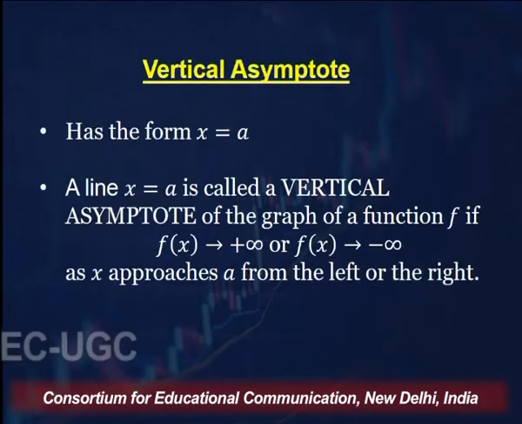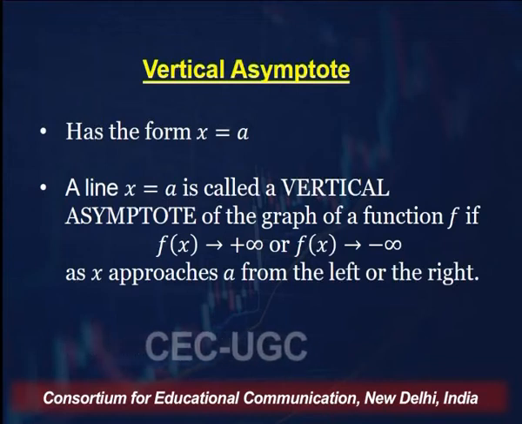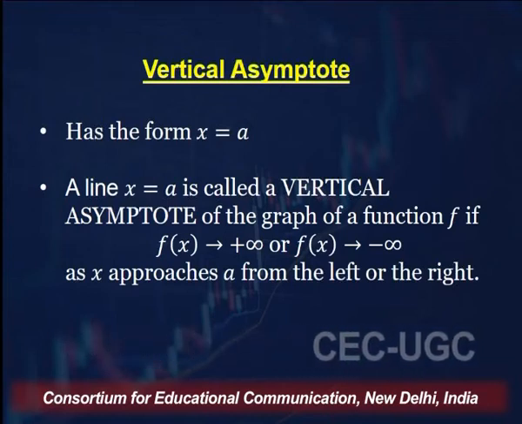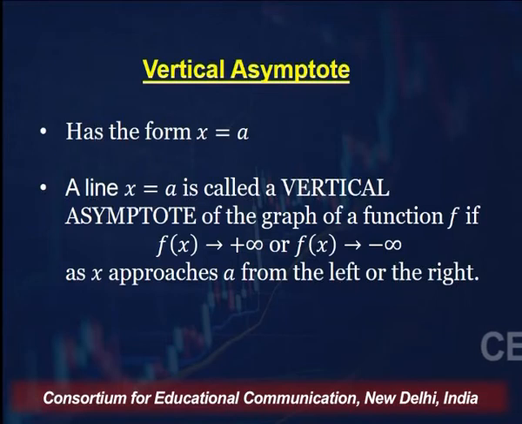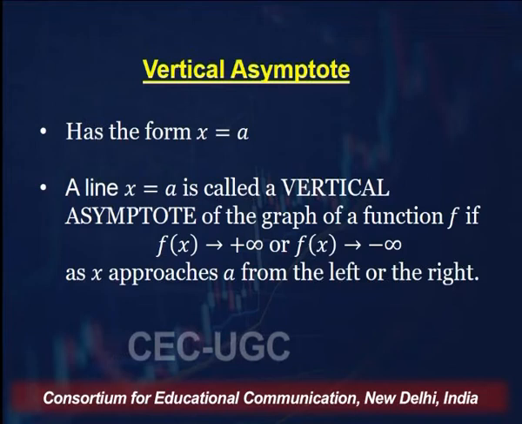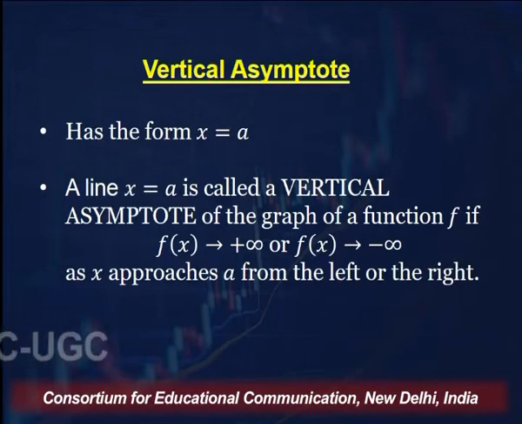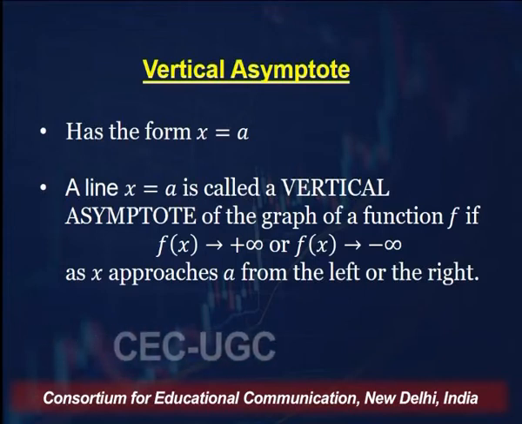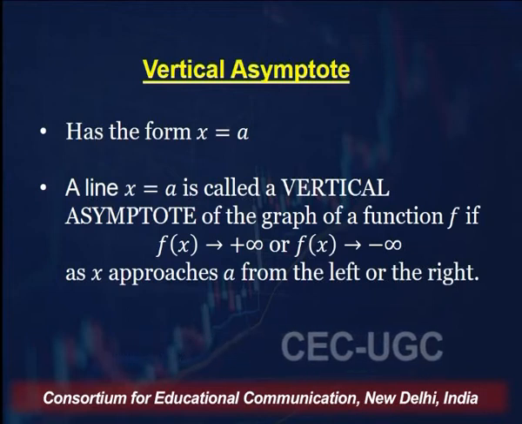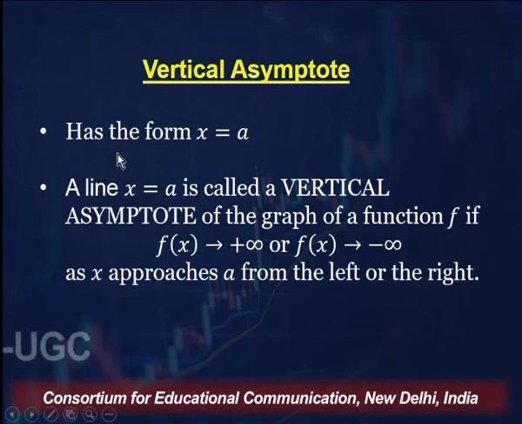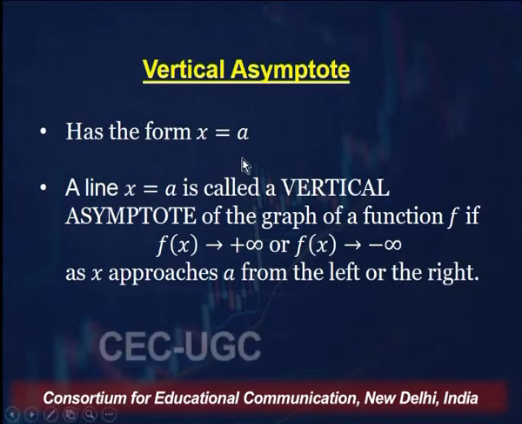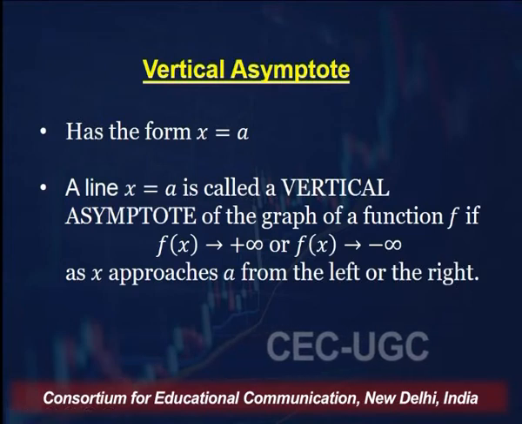And now we'll start with the first part of our discussion, which is a vertical asymptote. So what is a vertical asymptote? As the word vertical suggests, it's a vertical line. This is something which is going to be parallel to your y-axis. And because it is parallel to the y-axis, it's a vertical line. So this vertical asymptote is specified in terms of the x-coordinate. Okay, so a vertical asymptote has the form x equal to some constant a.